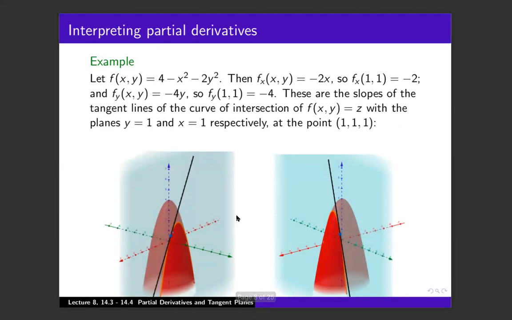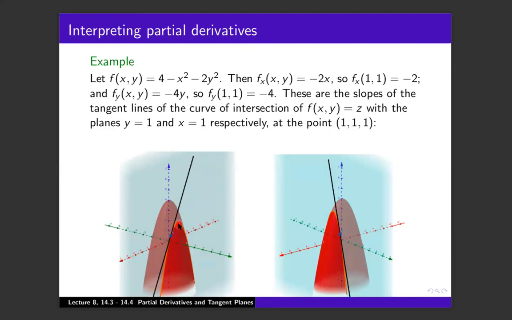And what does that look like? Well, let's take f(x,y) equals 4 minus x squared minus 2y squared. You differentiate with respect to x, you get negative 2x. So f_x(1,1) is just negative 2. What we see here in this figure on the left, y is constant. y is always going to be 1, or supposed to always be 1 in this figure.